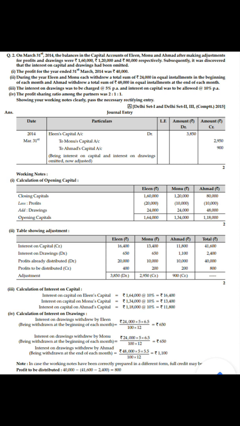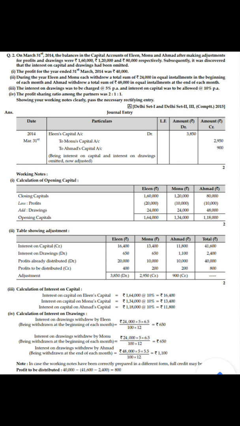That can be calculated by applying 10% interest on the capital of all the partners. That means 10% on 1,64,000, 1,34,000 and 1,18,000, and we get the interest on capital that is written here. Now, after writing interest on capital, we have to write interest on drawings.